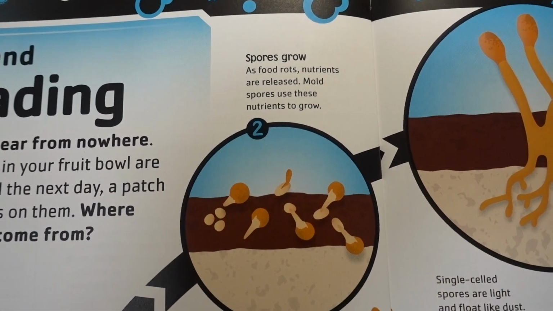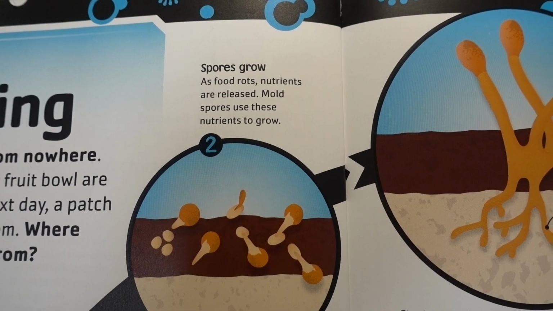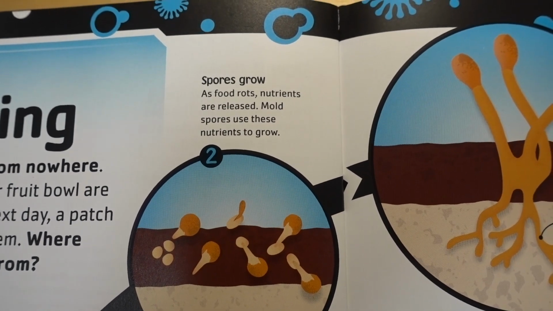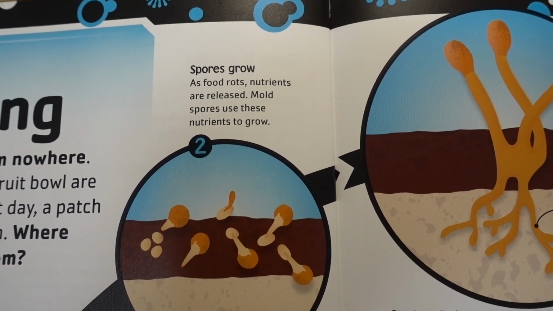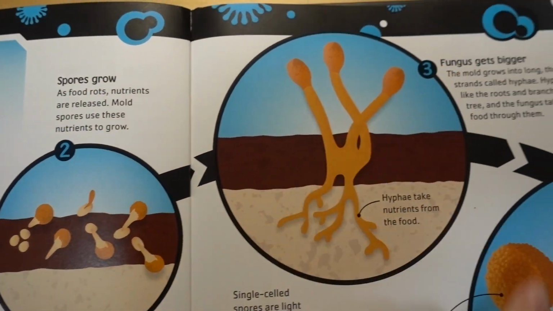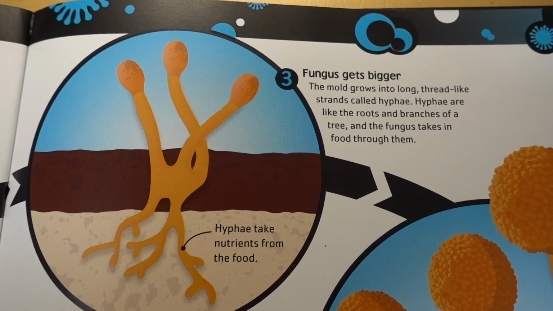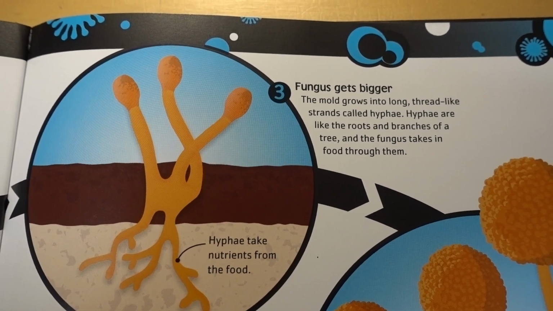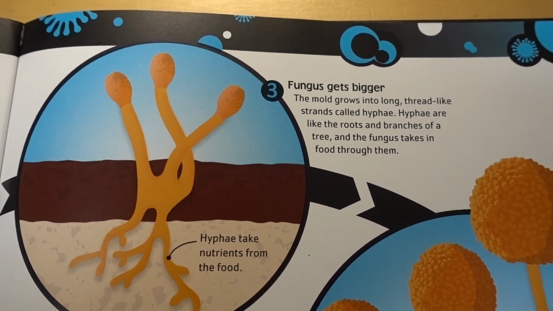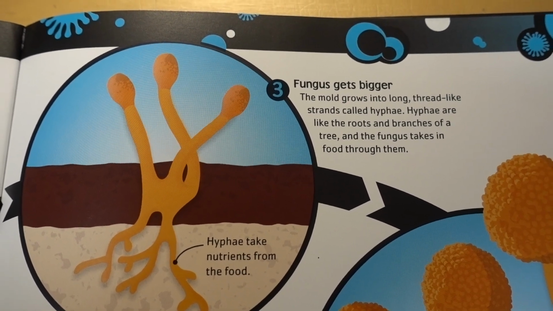Spores grow. As food rots, nutrients are released. Mold spores use these nutrients to grow. Fungus gets bigger. The mold grows into long thread-like strands called hyphae. Hyphae are like the roots and branches of a tree, and the fungus takes in food through them.